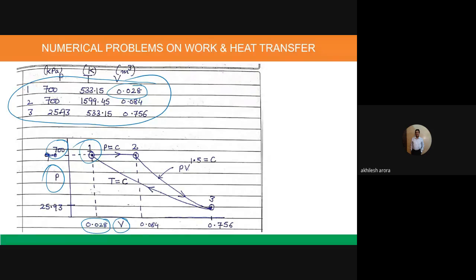Process 1 to 2 was a constant pressure process. So 1 to 2, pressure is equal to constant. 2 to 3 is PV raised to power n is equal to constant. 3 to 1 is temperature is equal to constant.